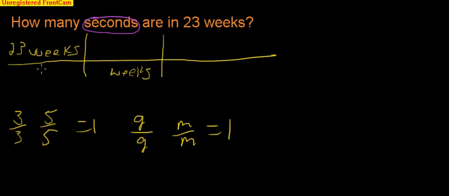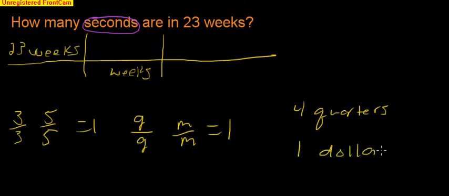Each one of these vertical areas of the factor label method is a conversion factor, meaning that these are equal. What I mean by that is, let's say I had 4 quarters and I had $1. Even though I have the number 4 here and the number 1 here, I know that 4 is not equal to 1, but 4 quarters has the same value as $1. So that's what I'm doing here: figuring out the conversion factor so that these have the same value.